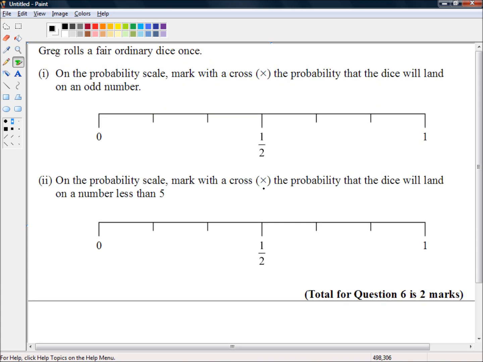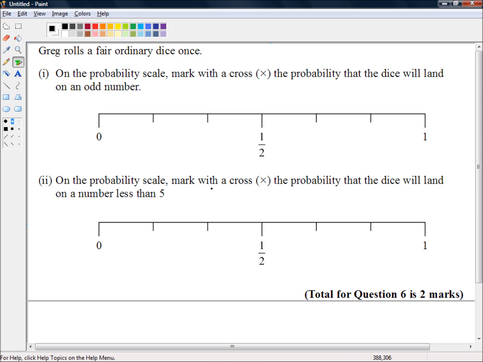Okay, so here's a question actually lifted from a sample paper. Greg rolls a fair ordinary dice once. I noticed they're using the plural for a singular, but that's no big deal. On the probability scale, mark with a cross the probability that the dice will land on an odd number.